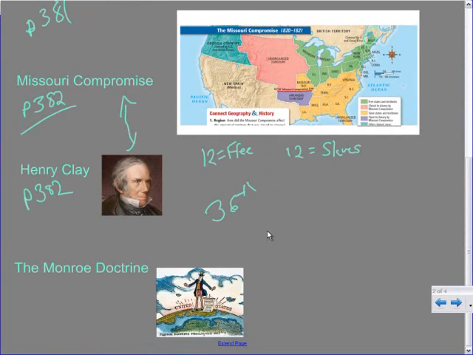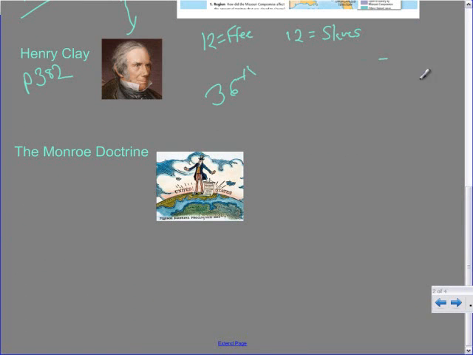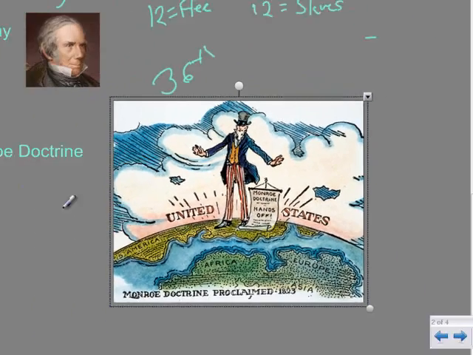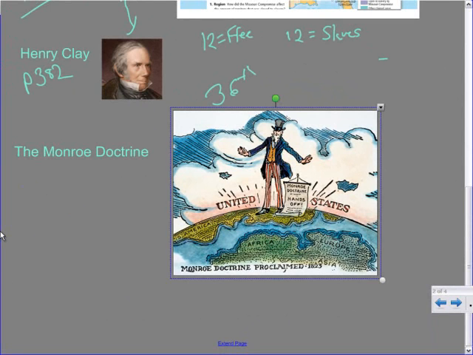The last thing in Chapter 11 that we talked about is the Monroe Doctrine. Basically, President Monroe writes this document that states that the Americas, both continents, are closed for colonization to Europeans, and that the United States will stay out of their business over in Europe if you stay out of North and South America. This is all found on page 384.